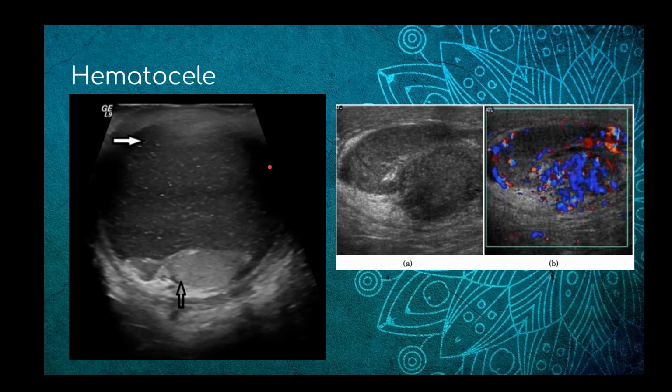Hematoceles then are going to be blood surrounding the testicle. So sometimes we'll see debris within a hydrocele. It might just be like protein material within it, or it might be blood, but it's going to have those low-level mobile debris within.